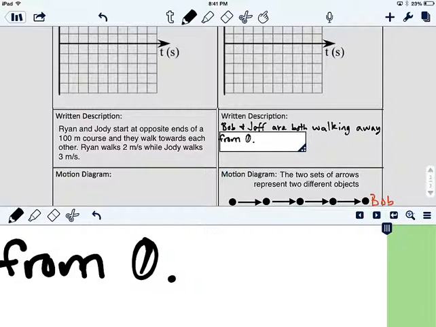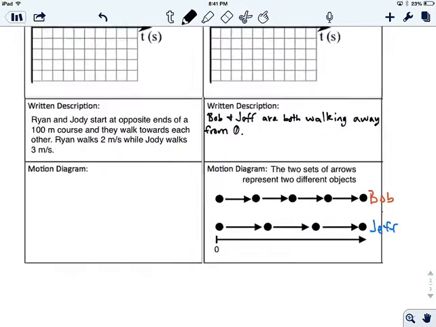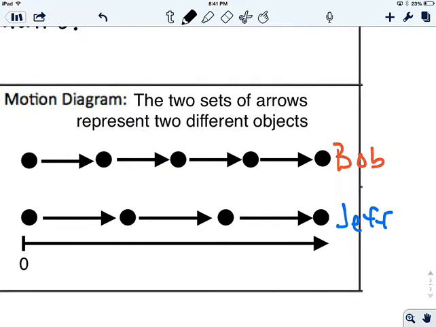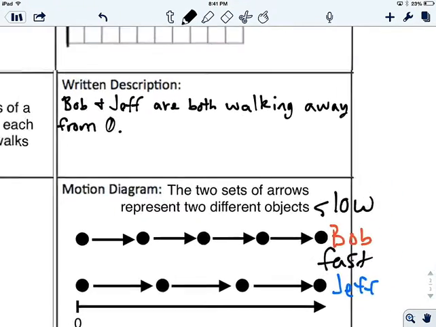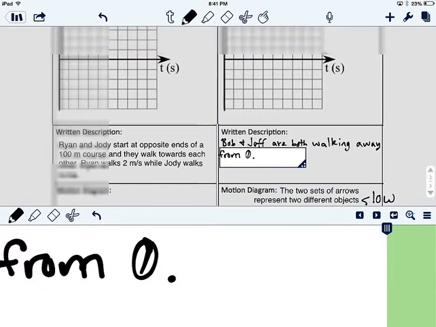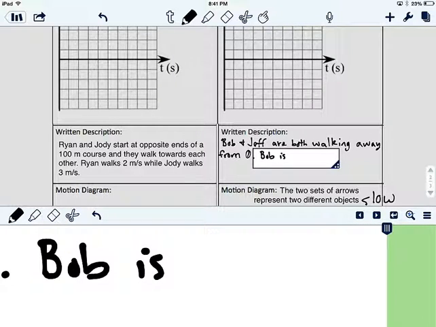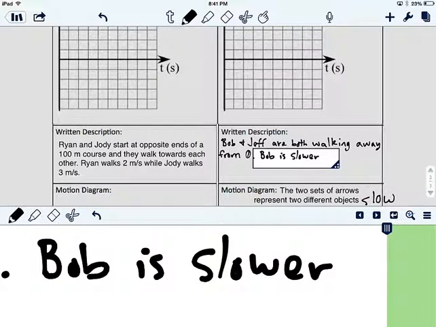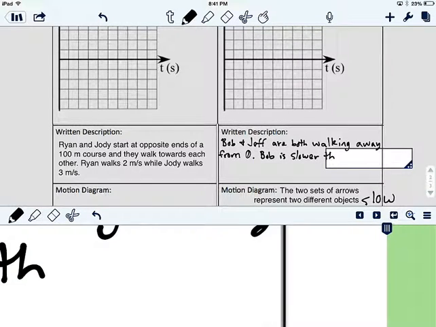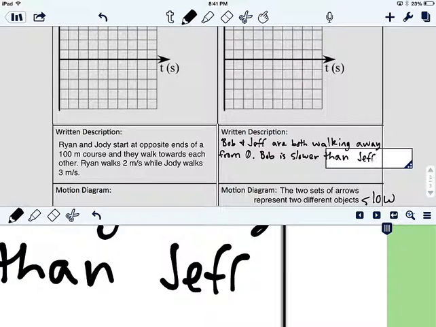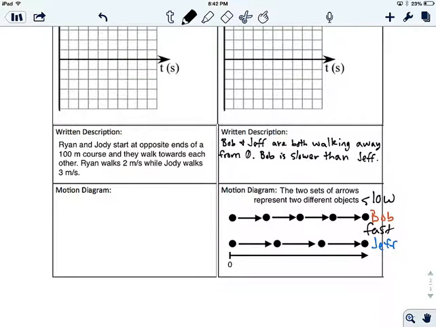Now let's talk about their speed. So if I look back at the motion diagrams, I see that Bob's arrows are shorter. So that means that Bob is slow while Jeff is fast. So let's write that in. Okay, Bob is slower than Jeff. Okay, so there we go. I think that's good for our motion diagram.